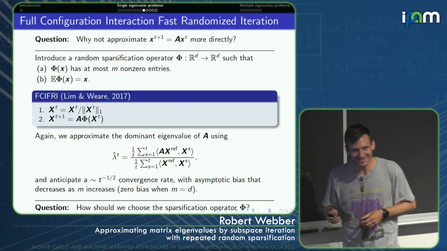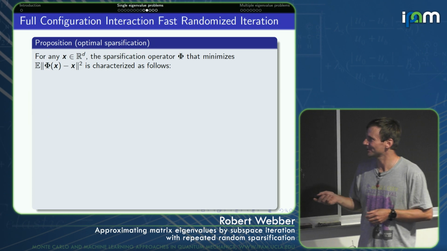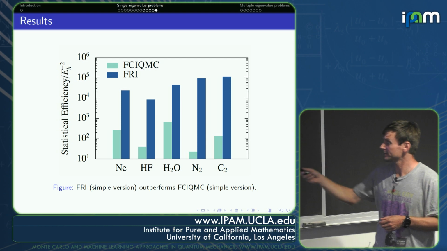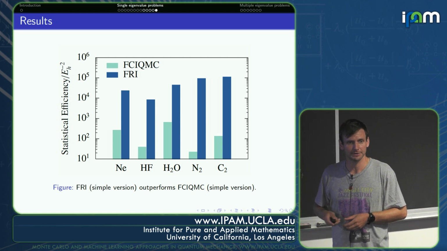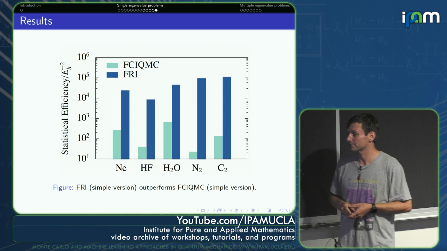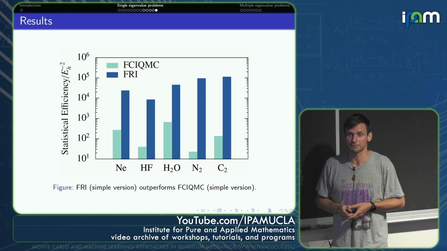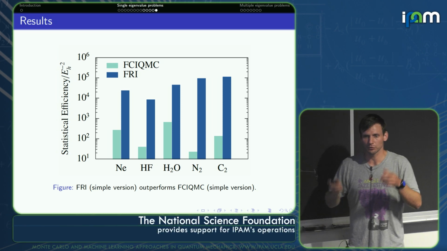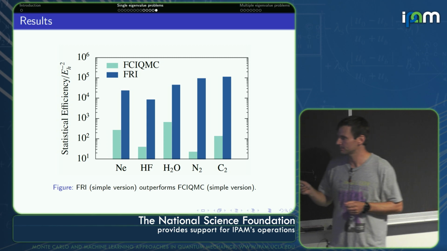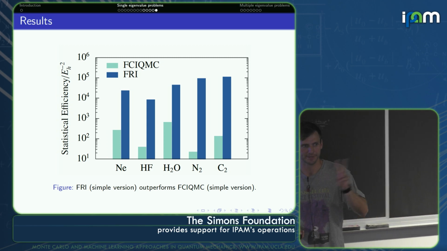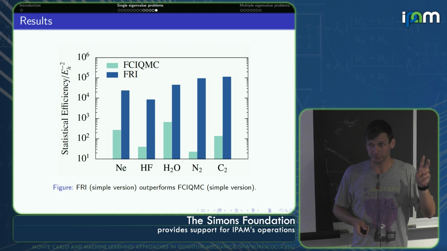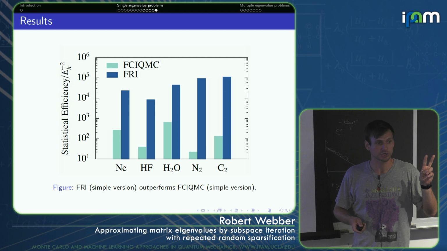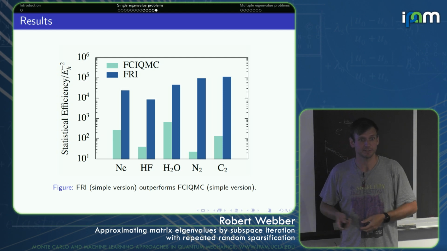I want to get to excited states. We wanted to do the simplest version of FRI that I outlined for you above, the simplest version of FCI-QMC, and compare them. And the results were very favorable for FRI. But as you'll see in the last slides, the real practical versions of FCI-QMC and FRI implement two other things, random matrix multiplication, firstly, and secondly, an initiator approximation, that diverge from the simple algorithm I just introduced.